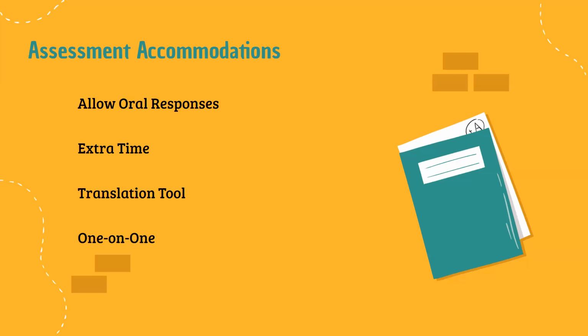You could allow extra time on parts of the assignment to allow them to process the information. You could allow translation tools. You could use Google Translate or another device to allow students to type in words that they might not know in English and they can make sure that it's translated so they can use it. And you could work one-on-one with a student. Those are a few assessment accommodations that you can consider.